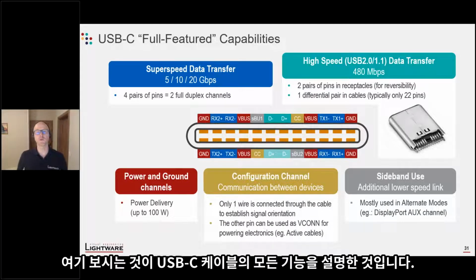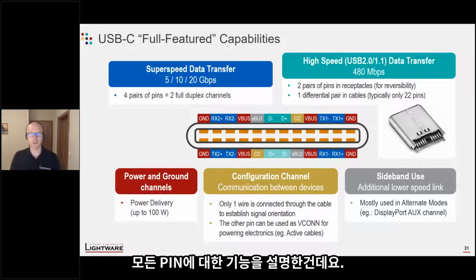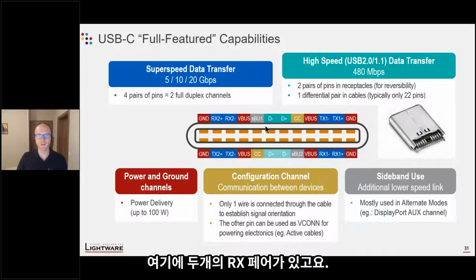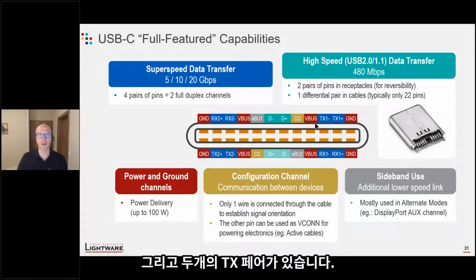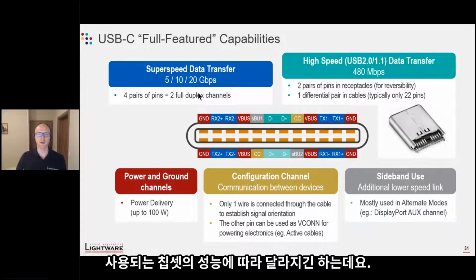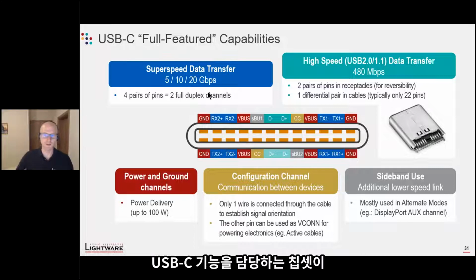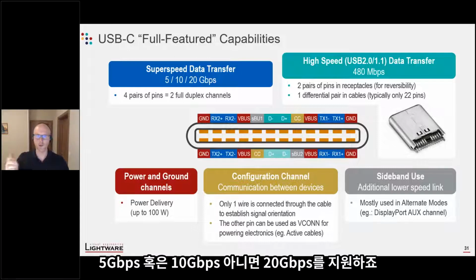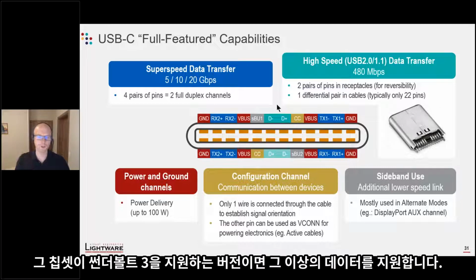This is the full-featured USB-C cable. It has all the pins that USB-C can offer. The blue ones are called SuperSpeed data wire pairs. We have 2 RX pairs here and 2 TX wire pairs. And depending on the chip capabilities, the chip which is behind the USB-C connector, it can operate at Gen 1, Gen 2, or Gen 2x2, so 5, 10, or 20 gigs. If it's a Thunderbolt 3 chip, then it can go even higher than that.